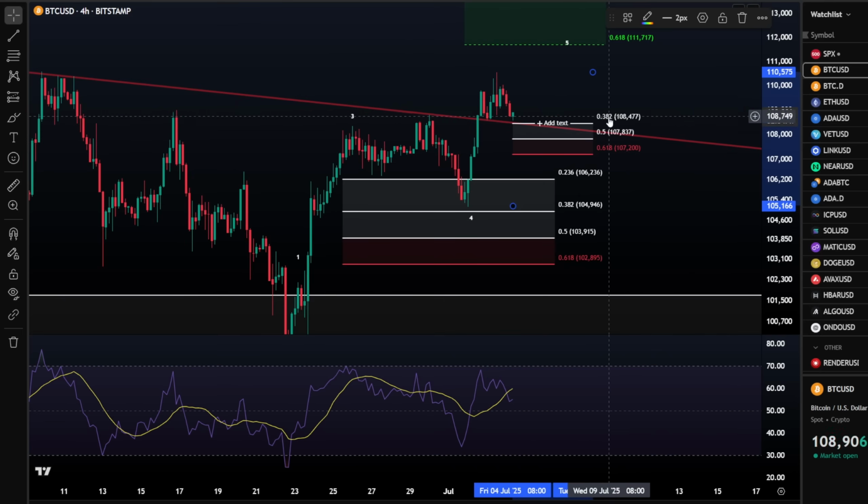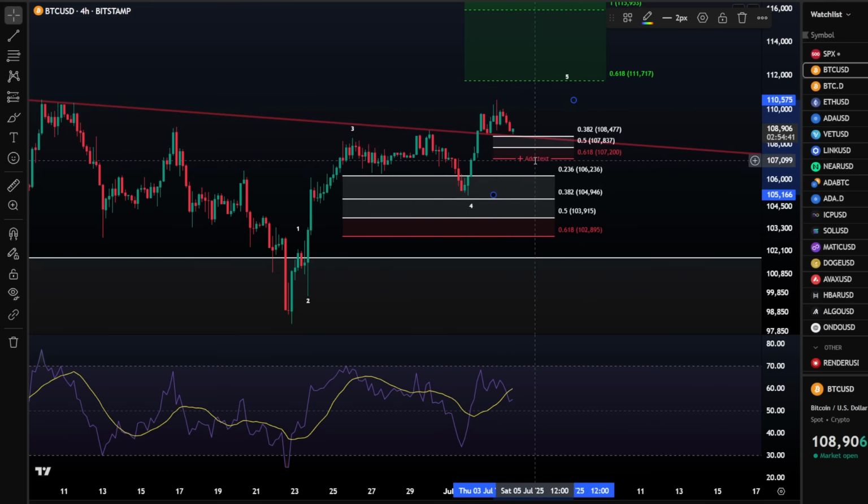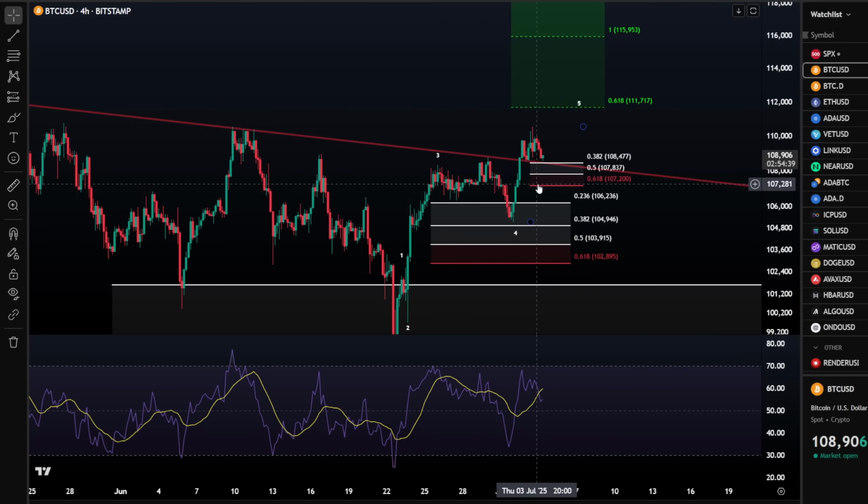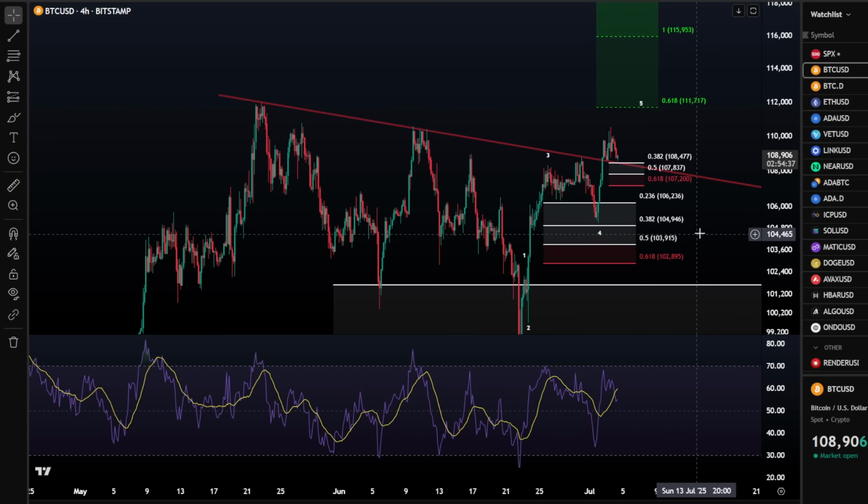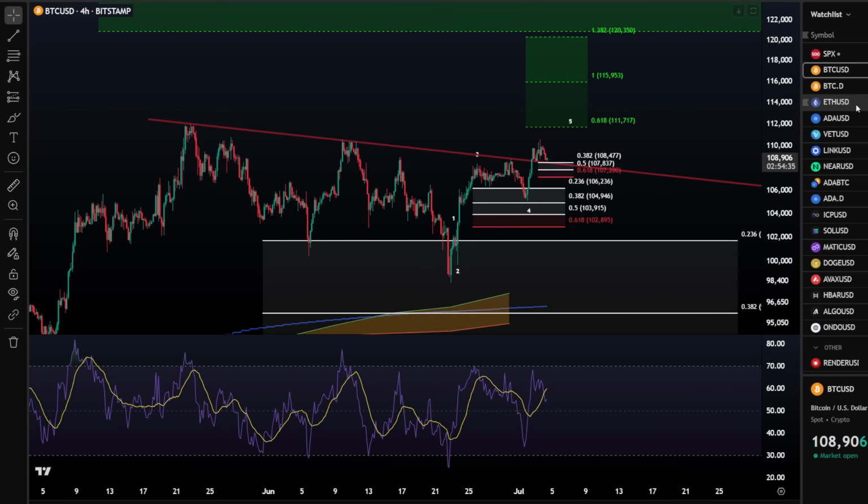It's between $108,000 and $107,000, so it should not really drop much lower than this, but if it does, it's okay as long as we stay above the 0.618 over here. So that's it about Bitcoin.